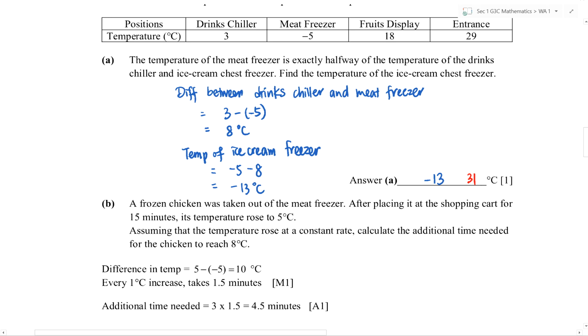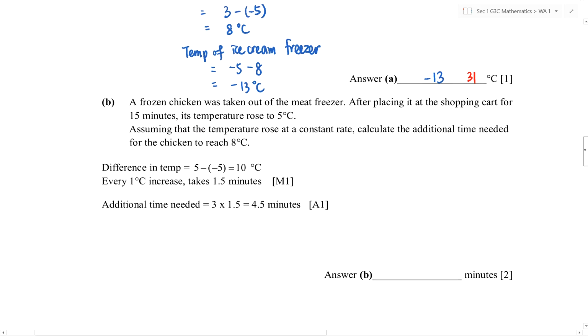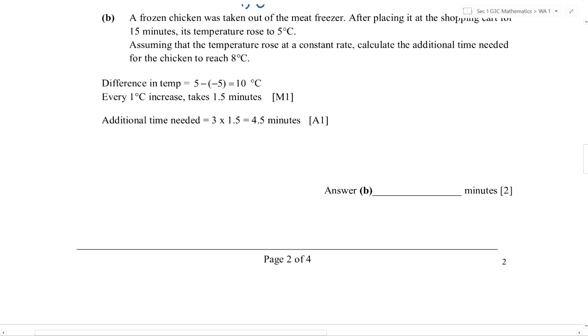So after 15 minutes, temperature went up by 10 degrees. So this is the difference in temperature. This is final minus initial. The final minus the initial, or you can look at it this way: big number minus small number. Big minus the small. We get 10 degrees Celsius.